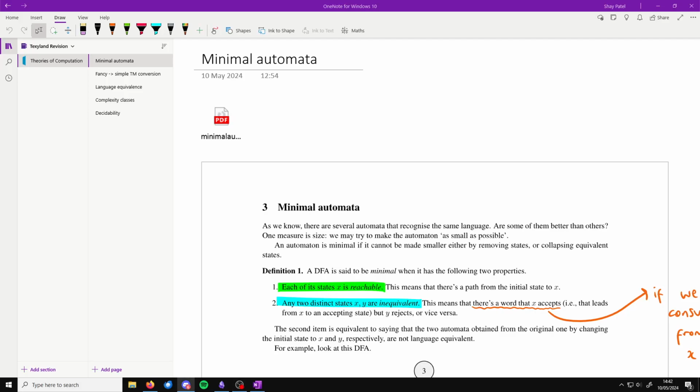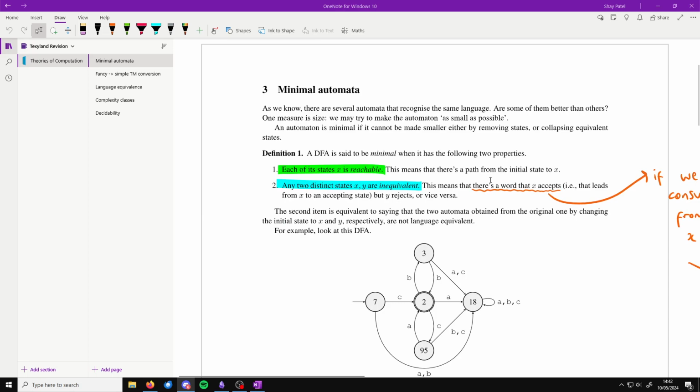Okay, so we're going to start by going through minimal automata. This was one of the topics which some people voted for. In terms of minimal automata, there's several automata that can recognize the same language. And to say a DFA is minimal, it has these two properties.